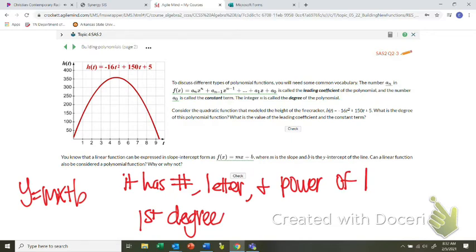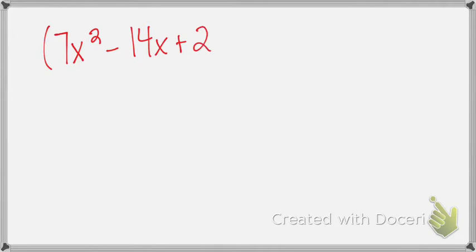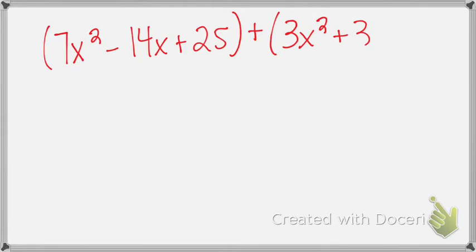All right, now, number 4. Simplify the polynomial addition problem. So we're going to do one together. You're going to do B by yourself, okay? So number 1 says 7x squared minus 14x plus 25 plus 3x squared plus 3x minus 4. All right, Kyler, can I rewrite this without my parentheses and not change anything? Yep.